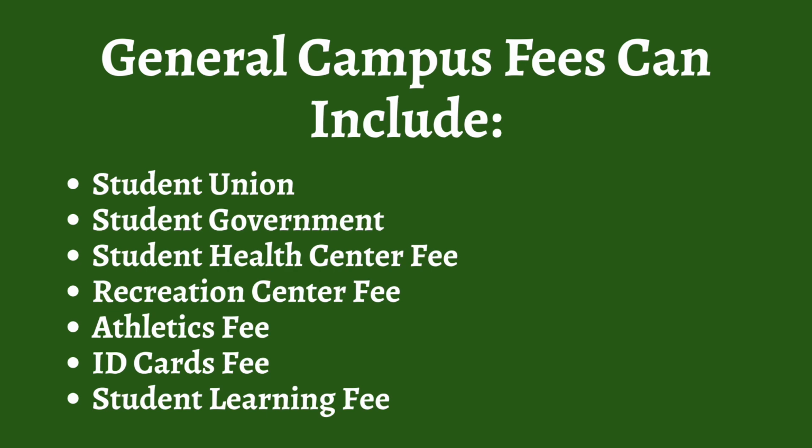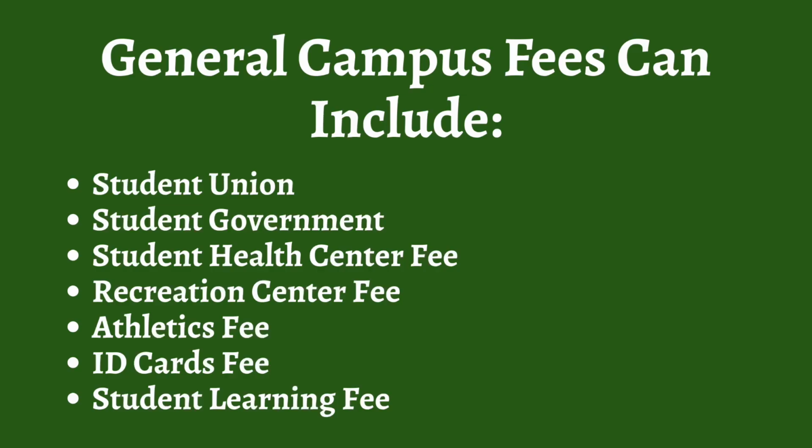Now these fees could include a student union fee, so keeping up the student union building. It could have a student government fee, so maintaining the student governing body. There could be a fee for the rec center, so the gym. There could be a fee for athletics, so to keep the athletic teams funded. There can be a fee for campus ID cards, because most schools, their student needs to have an ID card to use many of the resources. And there also can be a student learning fee.